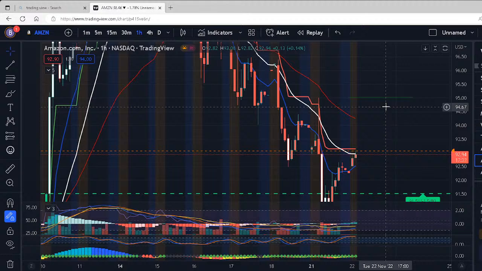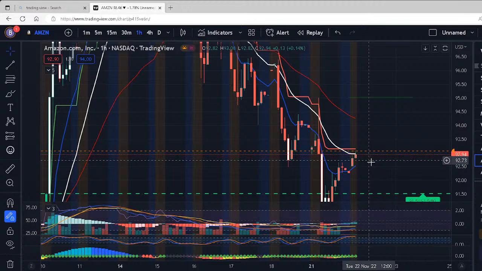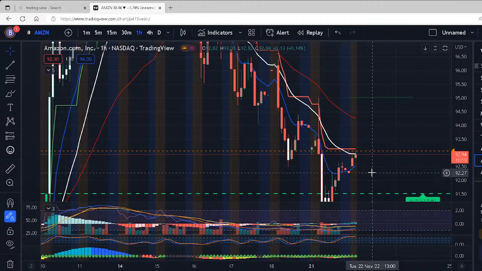And then for the put trigger, obviously I want to see it get rejected here at the 200 and the sell line. So my put trigger would be 92.62. My first price target will be, obviously there's a little gap to fill right here, so that'd be my next one, 92.33, and that's the gap fill.